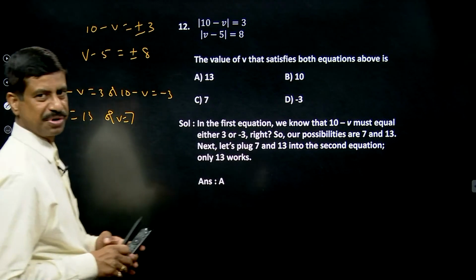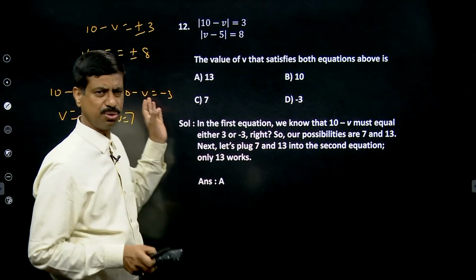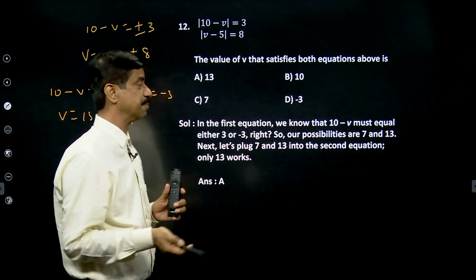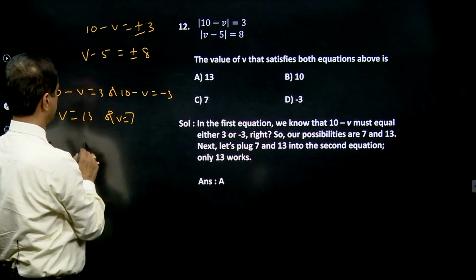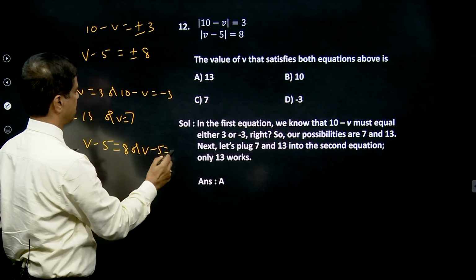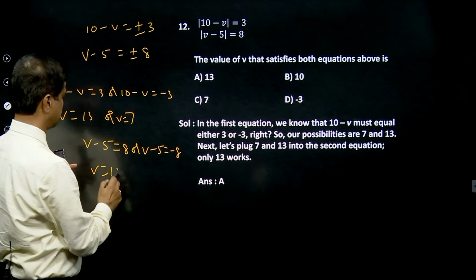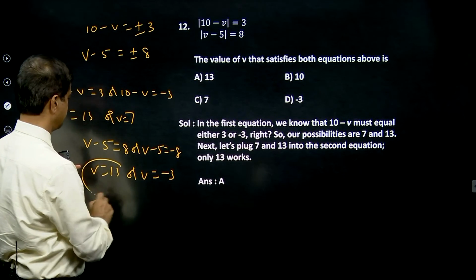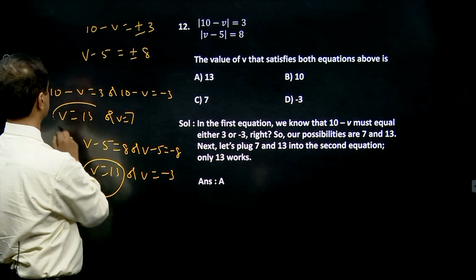See, children, now the question arises, should we always substitute and check, or is there any other way? So let us look at the other method. Look at the second equation, v minus 5 equal to 8 or v minus 5 equal to minus 8. So v equal to 13 or v equal to minus 8 plus 5, which is minus 3. You see, v equal to 13 and v equal to 13.